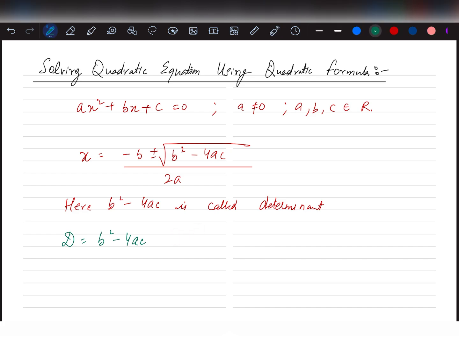Now here we have some cases for the discriminant which tell us about the nature of the roots of a quadratic equation. Case 1: when our discriminant, which equals b squared minus 4ac, is greater than or equal to 0. In this case we have two real roots.